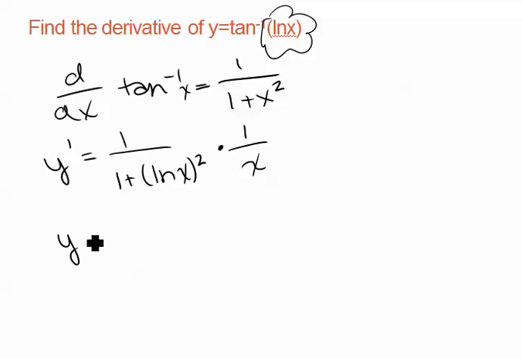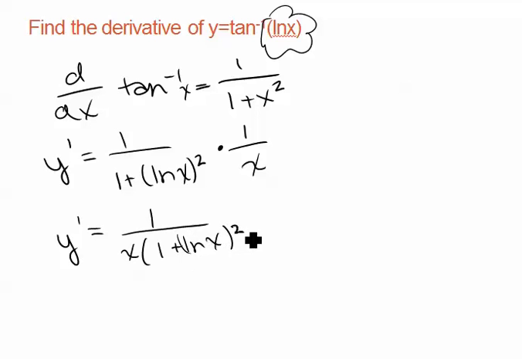If you want to simplify it, that's okay. 1 over x times the quantity 1 plus natural log of x squared. Again, pay attention to your algebra. If you correctly use the chain rule and watch your algebra, you're probably going to do quite well on this section.